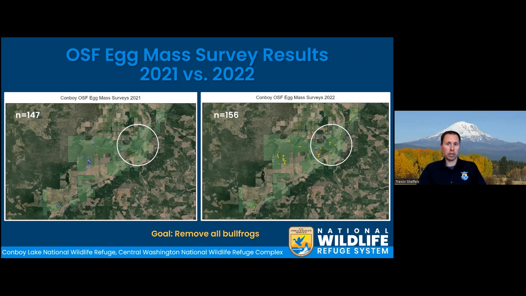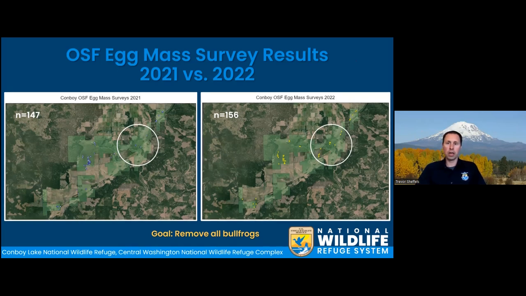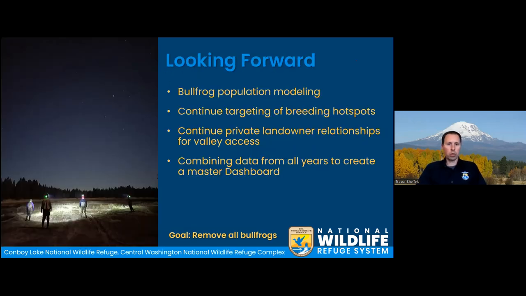We'll start the Oregon spotted frog egg mass surveys within the next few weeks. And so we're encouraged that hopefully as we remove bullfrogs, we're definitely decreasing the predation of Oregon spotted frogs. I don't think I mentioned that we have done long-term diet studies in partnership with Kyle Tidwell at Portland State University, and confirmed Oregon spotted frogs are a percentage of the bullfrog diet at Conboy Lake. So reducing that predation has been key, we think, to what we're seeing so far, and we're encouraged with results so far.